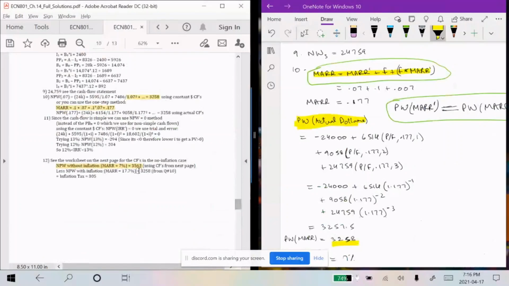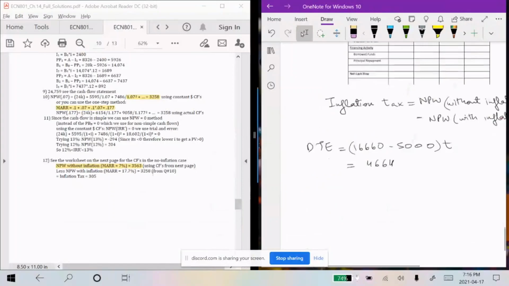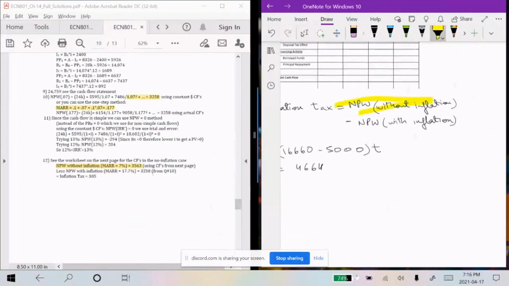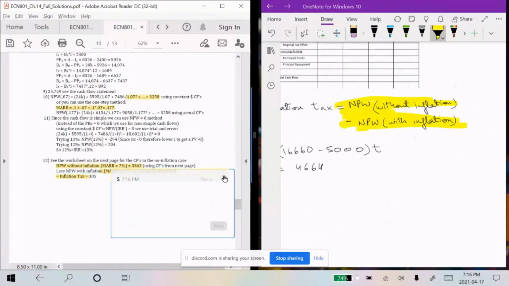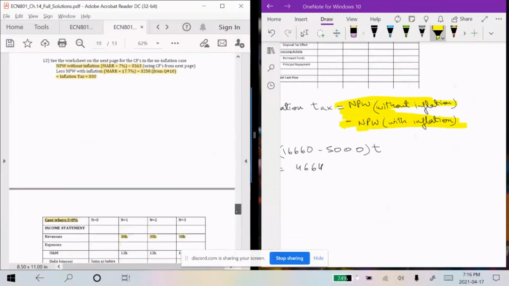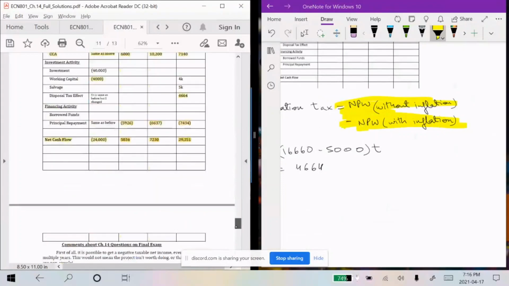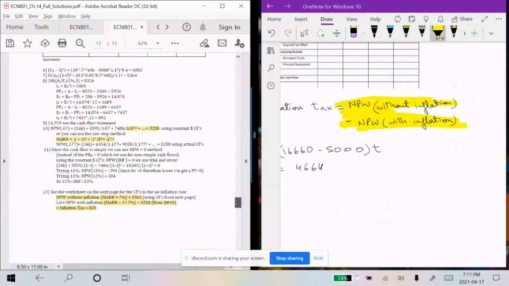Okay. Less present worth with inflation is 3258. You just subtract them: without inflation minus with inflation. That's the formula I wrote right here. You use this formula and you get 305. That is the inflation tax. That's pretty much it. That was the last question, right? The inflation tax of the project.